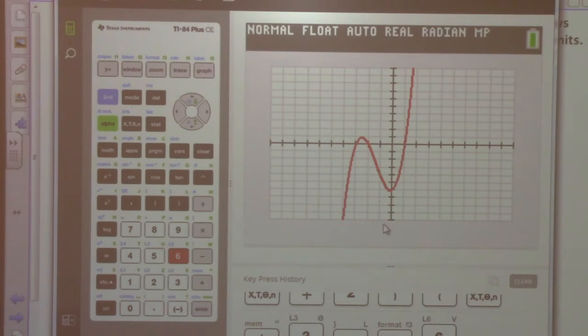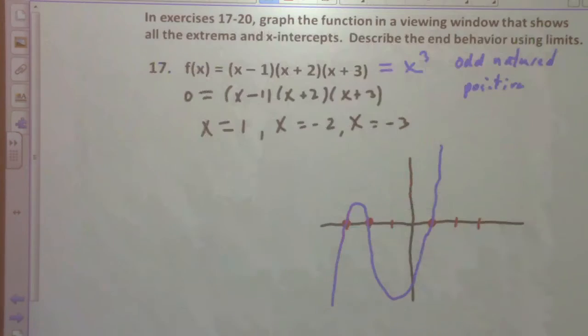Is that what you have for that? Is that, Corinne, is that what it looks like? And so really this is a standard graph in the standard window, and basically we have all the x-intercepts, all the extrema. We see the relative maximum, the relative minimum there.